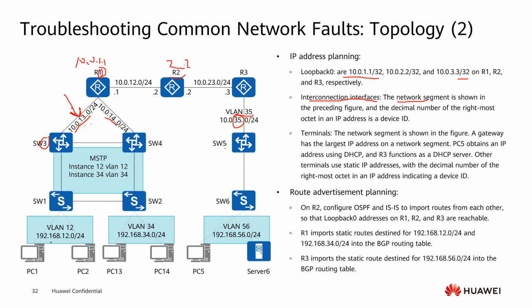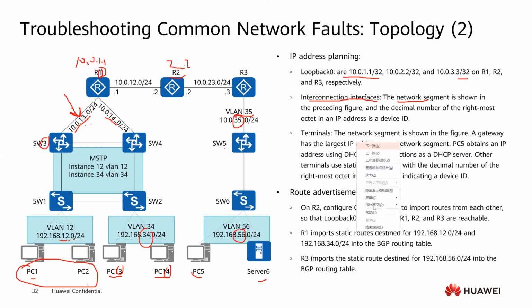For here, the network segment is PC1, PC2, so this is 12.0, this network segment. PC13 and PC14 use 434, this network segment, and this 56, this network segment.